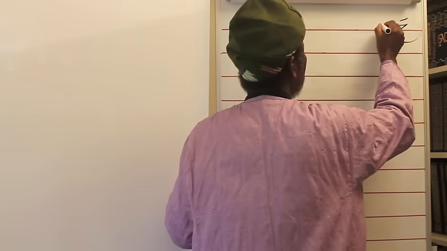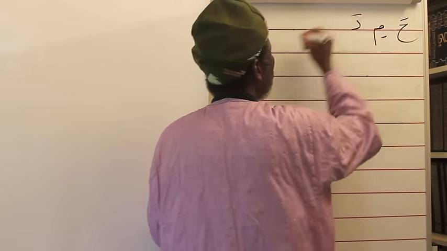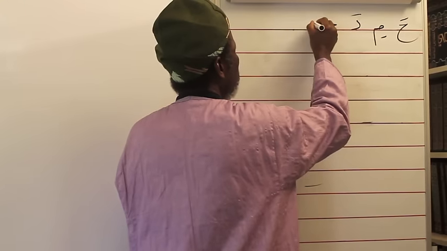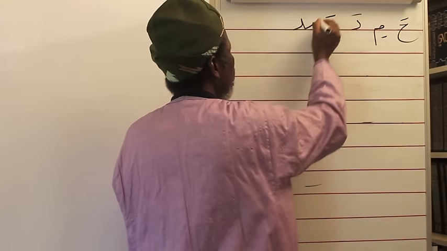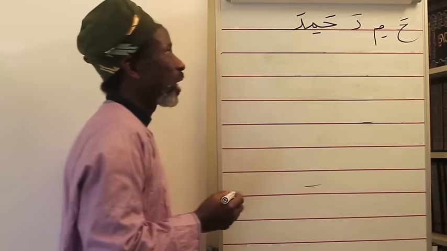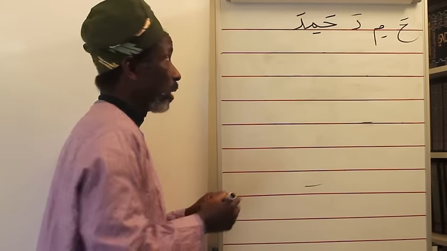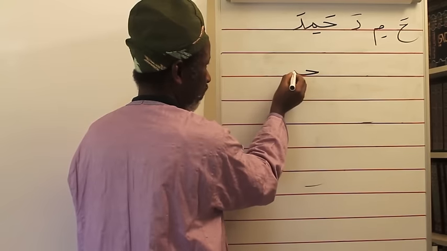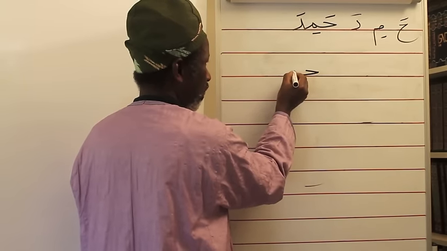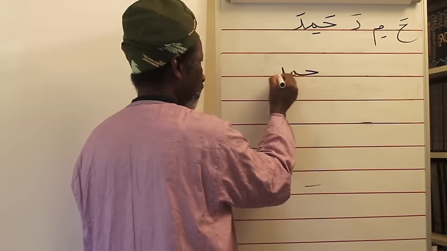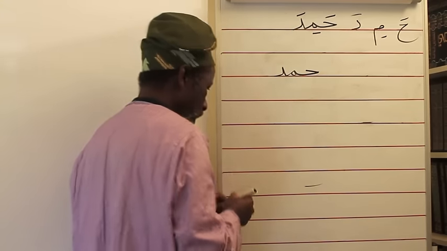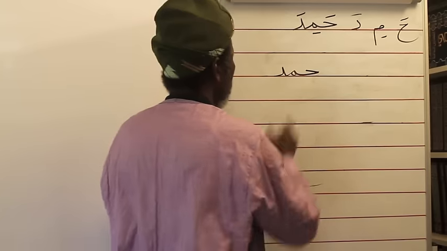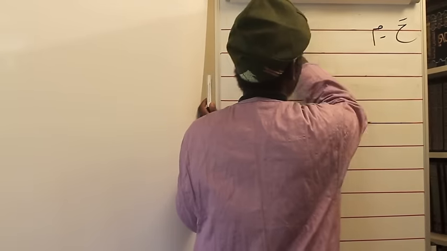Ha. Mi. Da. Ha mi da. Look at how the mi is written in the middle. One more time. So ha. You provide space for the mi. Go back. Close it up, go down, and write your dad. Hamida. Now that's ha at the beginning.